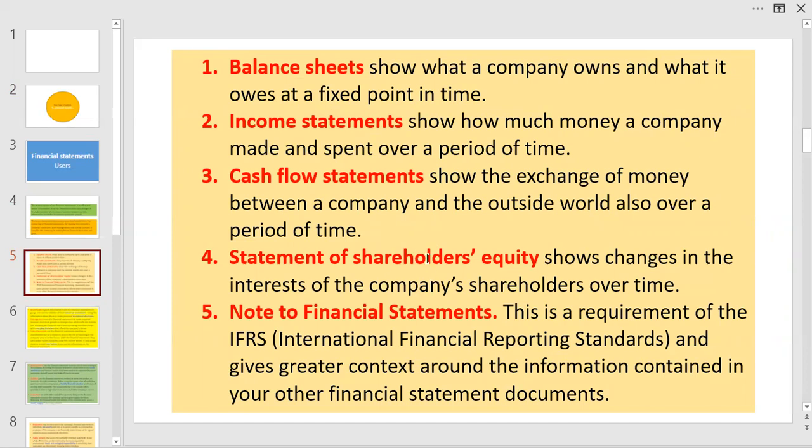4. Statement of shareholders' equity shows changes in the interest of the company's shareholders over time. 5. Notes to financial statements. These are sometimes mandatory and also recommended by various accounting standards. This will improve the readability and reliability of the financial statements.